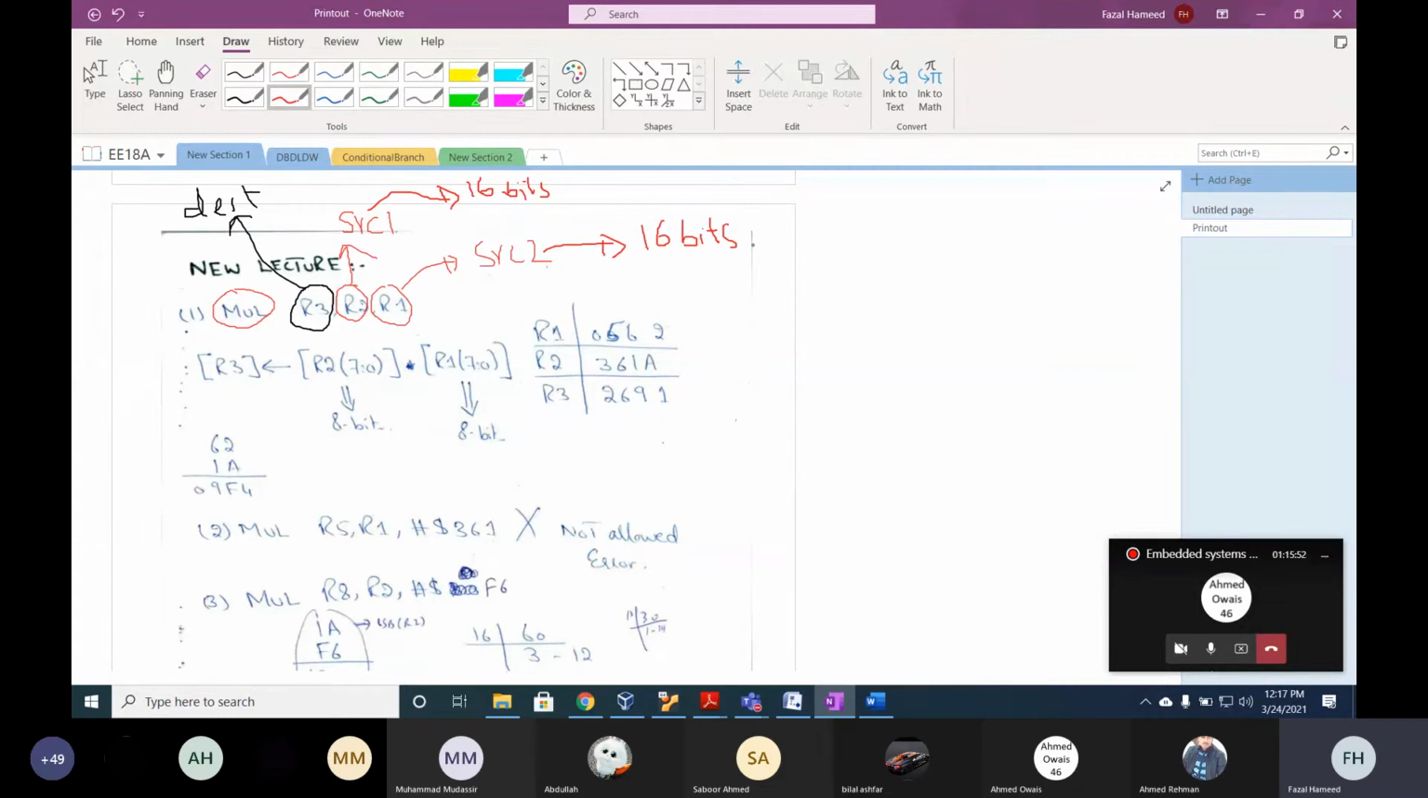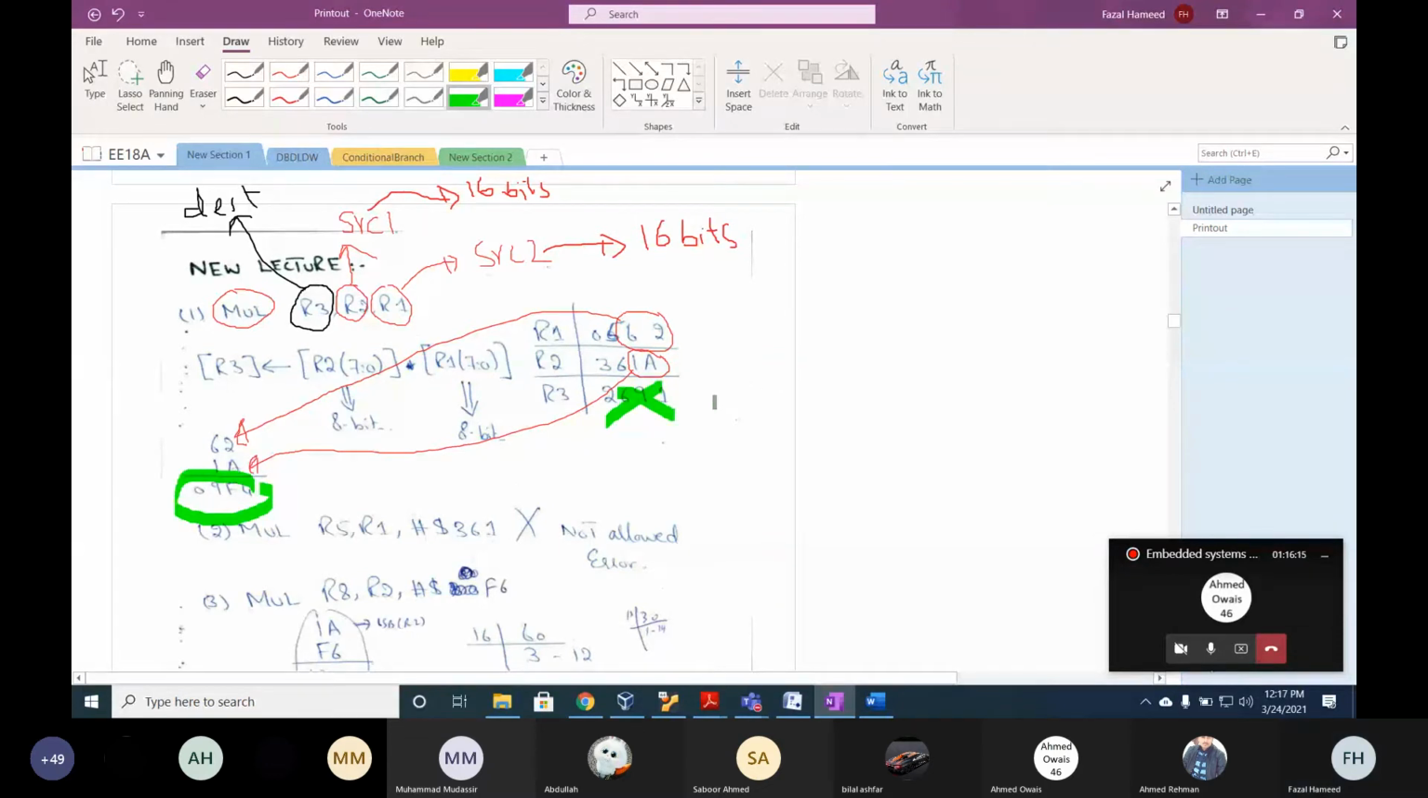So if you use multiply instructions, in order to keep the data within limits, what do you do? You take the least significant 8 bits of R1 and the least significant 8 bits of R2. So you take 62, the least significant byte, and the least significant byte of 1A, you multiply them, and the result is now 0F94. So the new value will be 09F4.